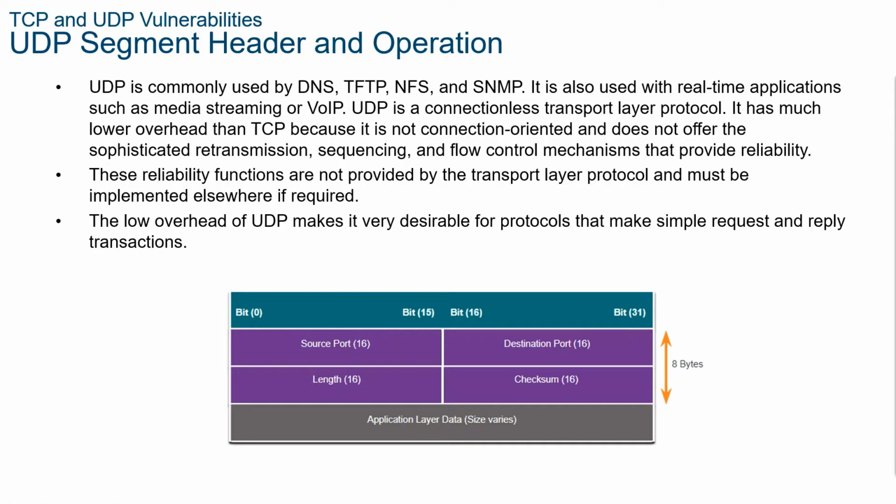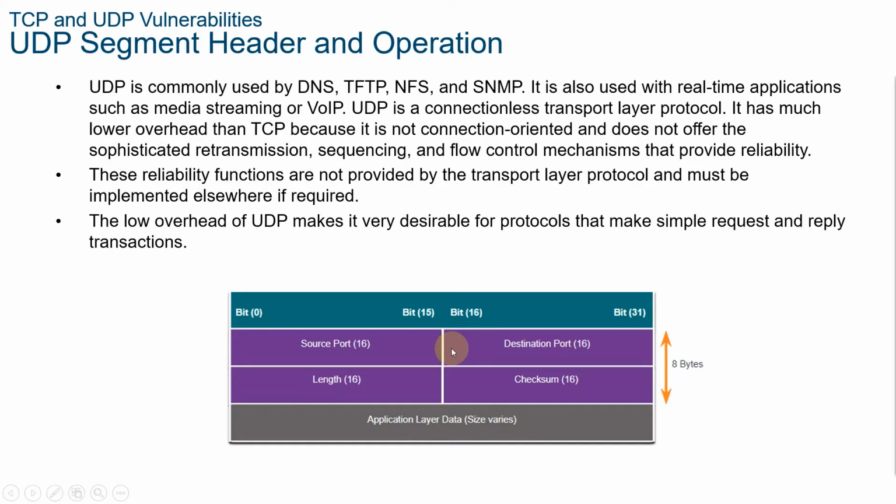Although UDP is normally called unreliable, in contrast to TCP's reliability, this does not mean that the applications that use UDP are always unreliable. Nor does it mean that UDP is an inferior protocol. It means that these functions are not provided by the transport layer protocol and must be implemented elsewhere if required.